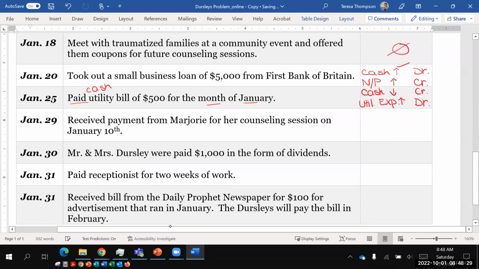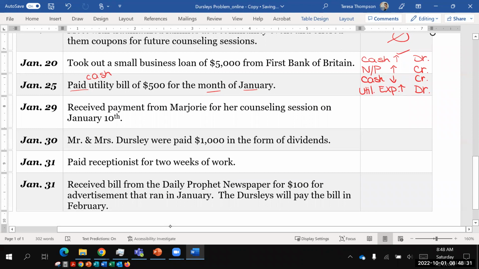The 29th. It's a good one. Try the 29th.